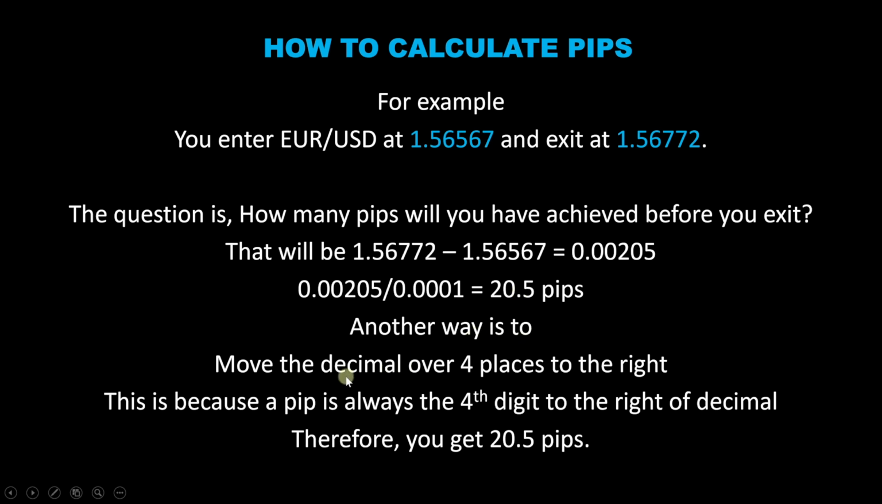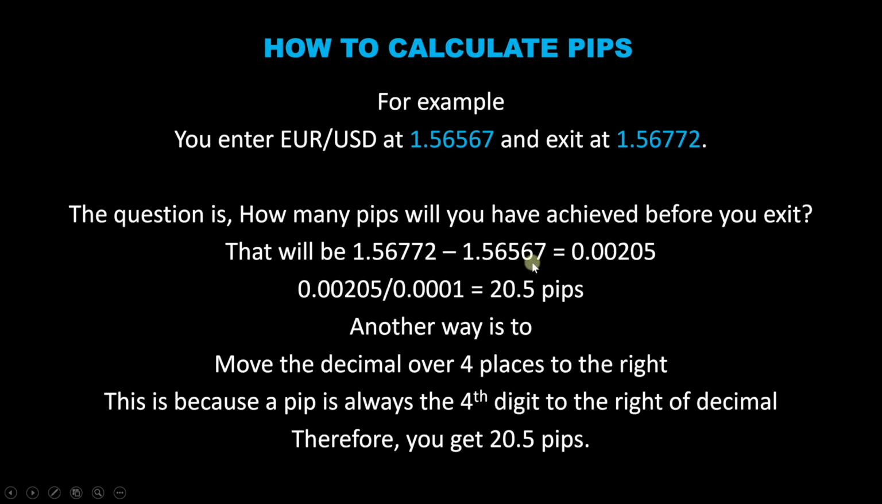Another way is to move the decimal over 4 places to the right. So you count 1, 2, 3, 4. We get 20.5 pips, because we say that the last one is a pipet and the third and the fourth digits are the pips. So we find that this is 20.5 pips. Because the pip is always the fourth digit, the first, second, third, and fourth.